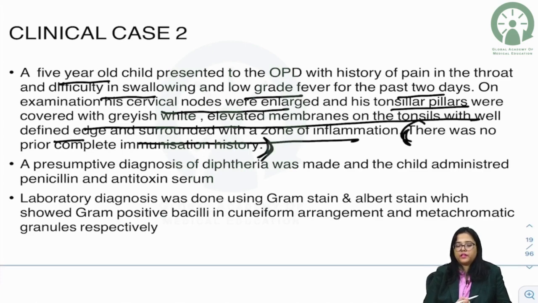This is an important finding, and therefore diphtheria is a clinical diagnosis. We do not wait for laboratory confirmation. We will immediately administer antibiotics like penicillin G and antidiphtheritic serum, and laboratory diagnosis will be performed later by sending a throat swab, which can be used for both microscopy and culture. So in Gram stain, we are going to find gram-positive bacilli in cuneiform or Chinese letter arrangement, and in Albert stain we find green bacilli with metachromatic granules at the end.